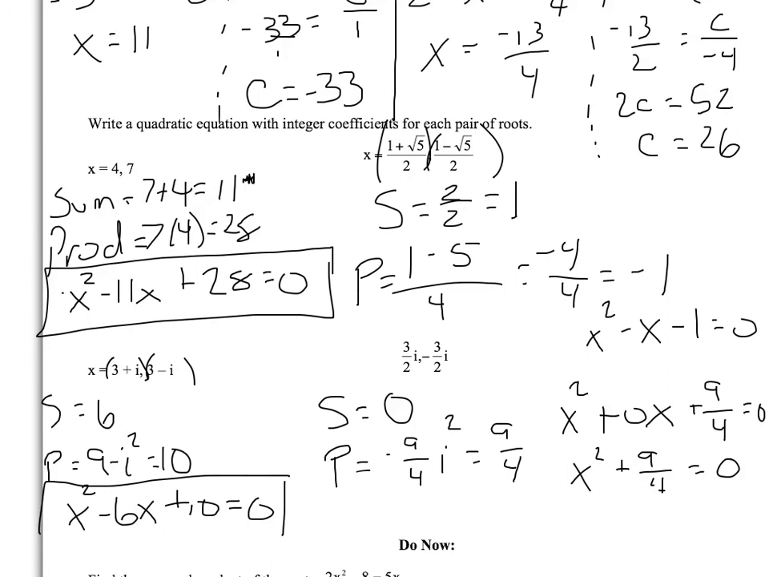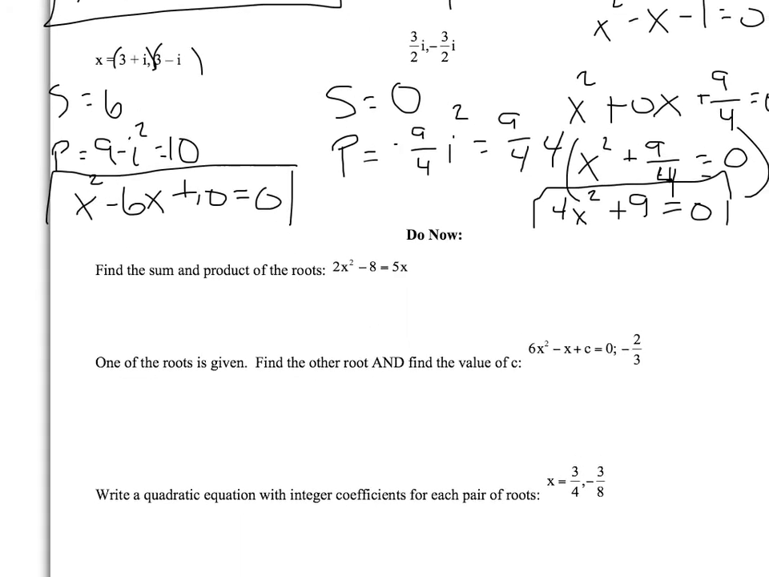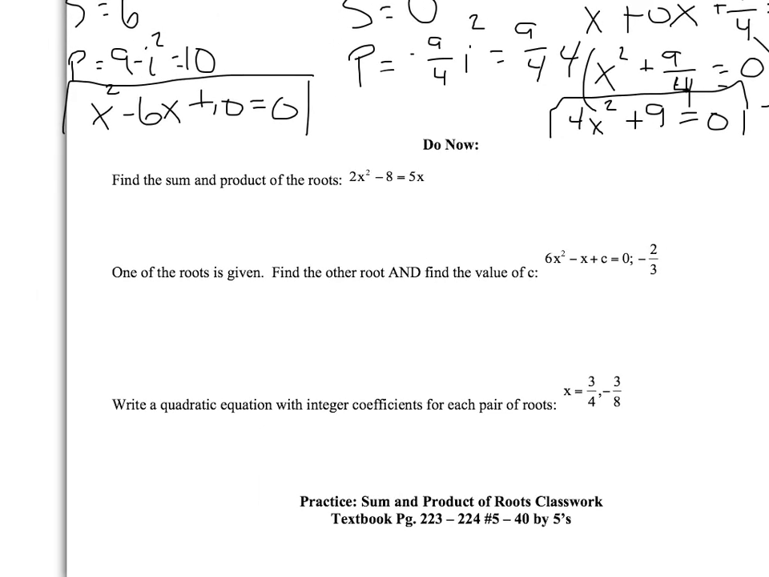Notice you do not have integers here, you have a fraction. When you end up having a fraction, what you do is you multiply by the largest denominator. My largest denominator, in this case my only denominator, is a 4. So I'm going to multiply everything by 4. And when I do that, I will have 4x squared plus 9 equals 0. We'll practice more with that concept in class. At this point, you can try the 3 do now problems.